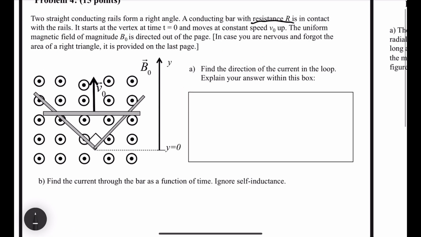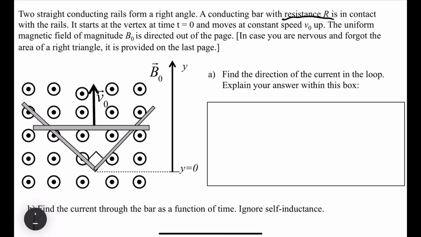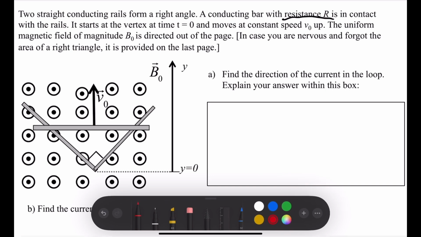Now part A says, find the direction of the current in the loop, and it wants us to explain our answer. So basically, to answer this part, we're going to have to use Lenz's law. If we take a moment to analyze what is happening in the picture, it's saying that the bar is moving up at a constant speed of v0, right? So eventually the bar is climbing higher and higher, right?